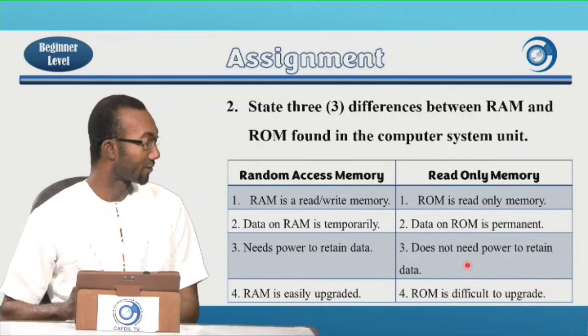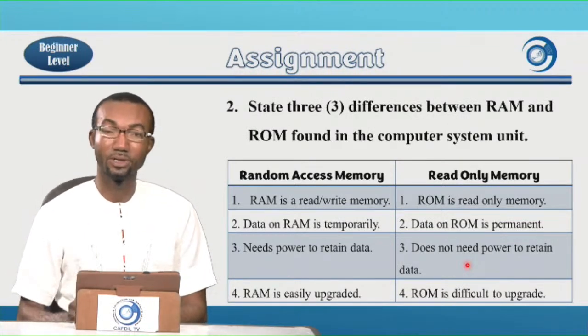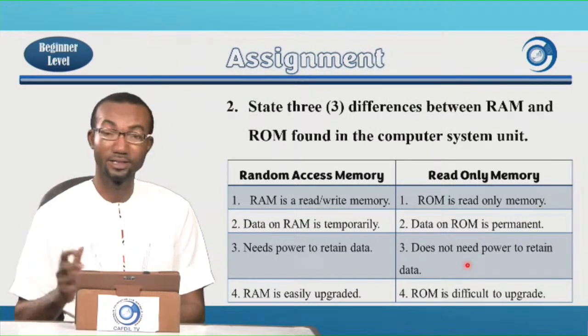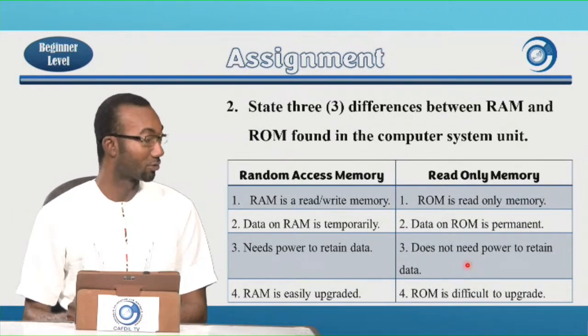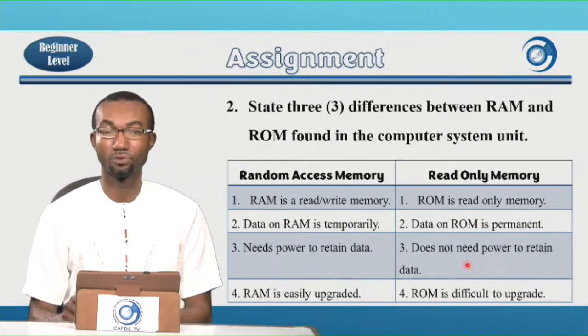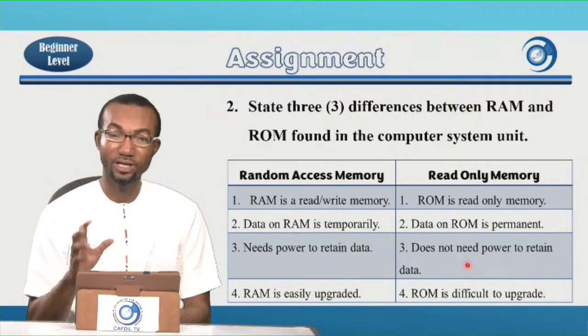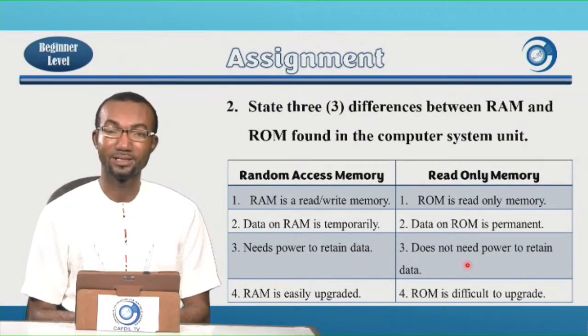And last, RAM is easily upgraded. When you have 2 gig, 4 gig, you can upgrade it to 6 gig, 8 gig, 12 gig. So it can be upgraded. And then 4, ROM is difficult to upgrade. So any 3 answers from here, or even those that are not here but are correct, viewers, you are correct. And I believe you all had the answers right.